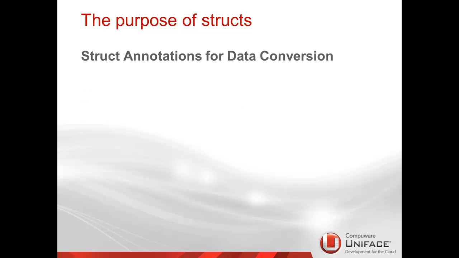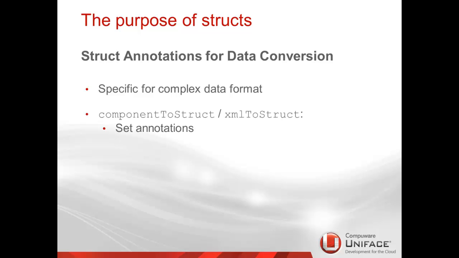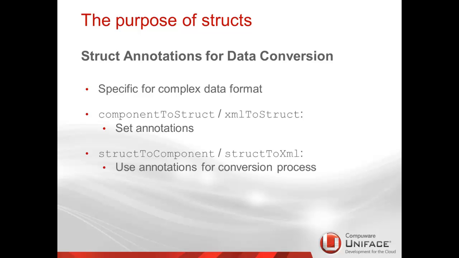Struct annotations for data conversion. Struct annotations are specific to a complex data format. Structs converted from Uniface component structures have only one annotation tag set, UType, which indicates the type of Uniface object a struct or struct member represents. There are more annotation tags available for XML-based structs. The proc conversion routines component_to_struct and XML_to_struct set annotations, whereas struct_to_component and struct_to_XML use the annotations to guide the conversion process.